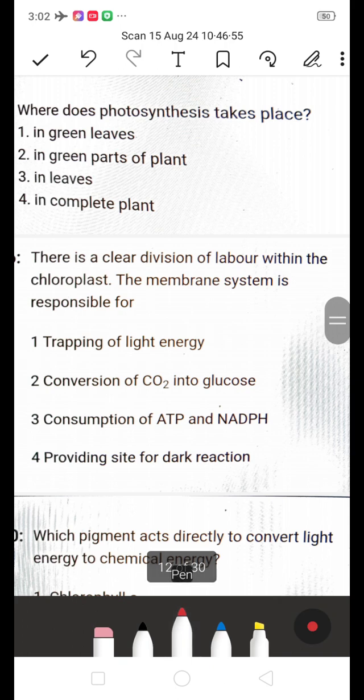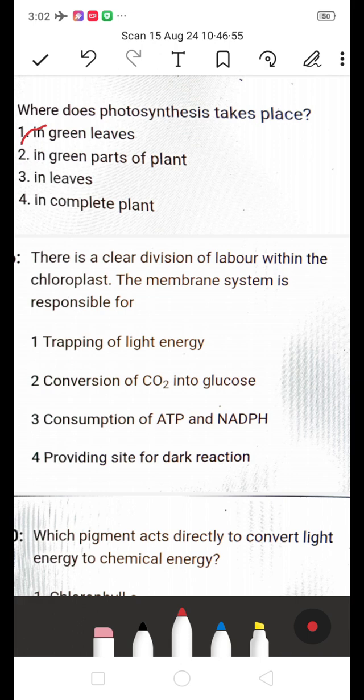Where does photosynthesis take place? In green leaves or green plant, green part of the plant, in leaves, or in the complete plant? Which is the correct answer? Photosynthesis takes place in the green leaves. This is the right answer.